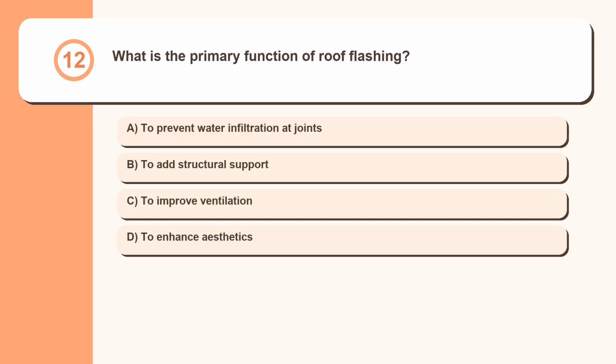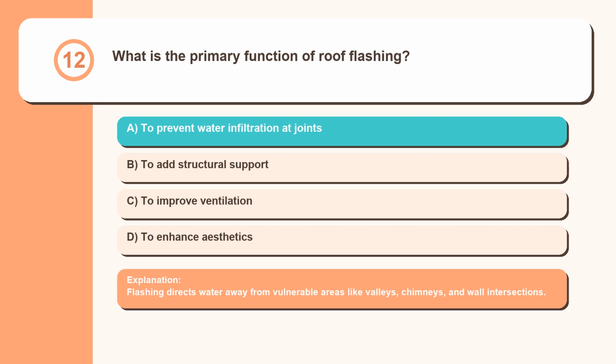Question 12. What is the primary function of roof flashing? To prevent water infiltration at joints, to add structural support, to improve ventilation, to enhance aesthetics. Flashing directs water away from vulnerable areas like valleys, chimneys, and wall intersections.